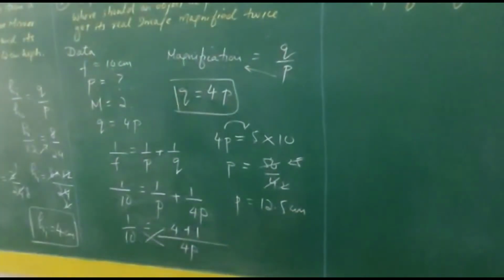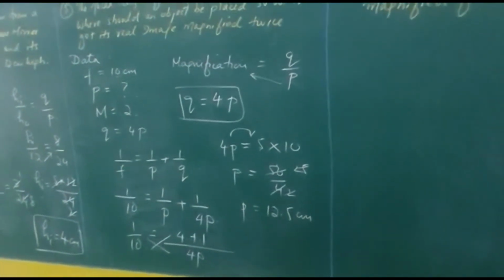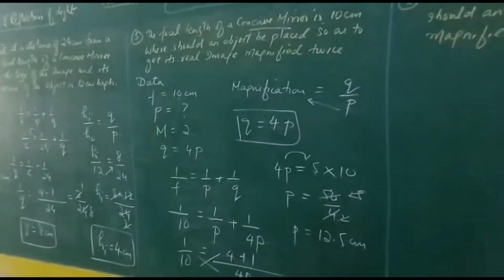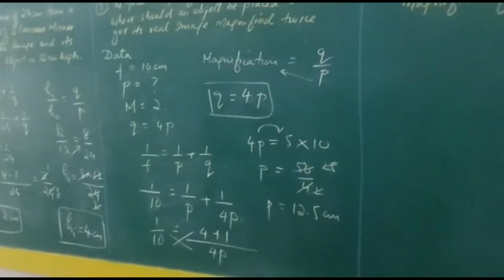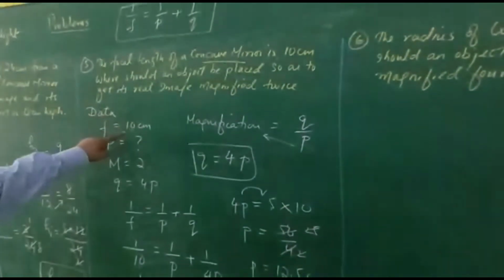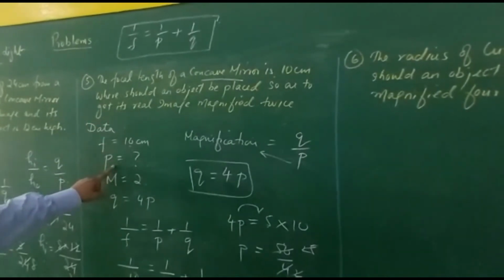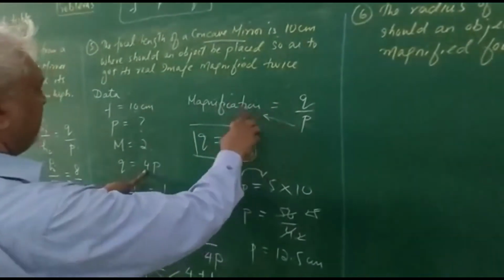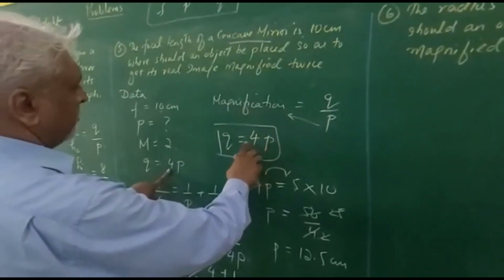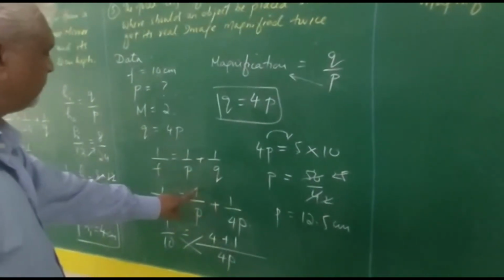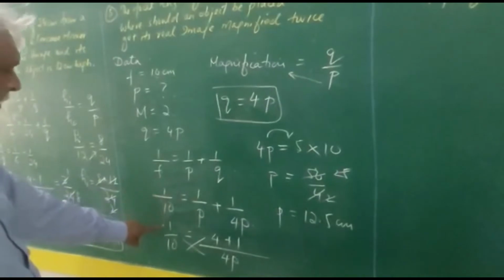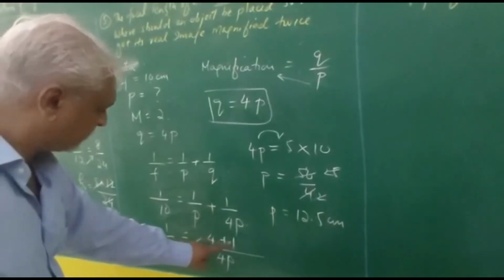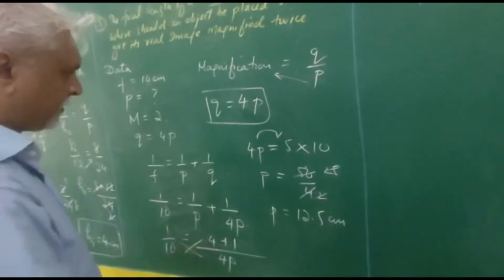Let me just check if I'm getting the right answer. The focal length of a concave mirror is 10 centimeter. Where should an object be placed so that we get its real image magnified twice? Magnification is equal to q upon p. 1 upon 10 equals 1 upon p plus 1 upon q. 4p and p, the LCM is 4p. p will go into this 4 times. 4 plus 1, 5. 5 10s are 50.